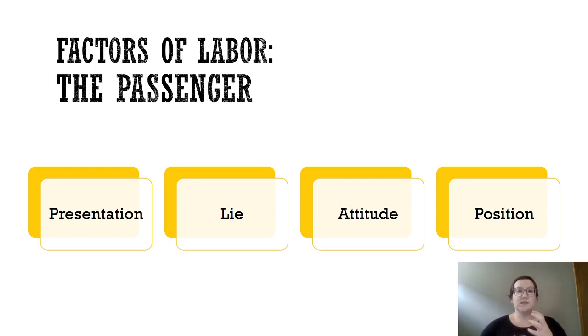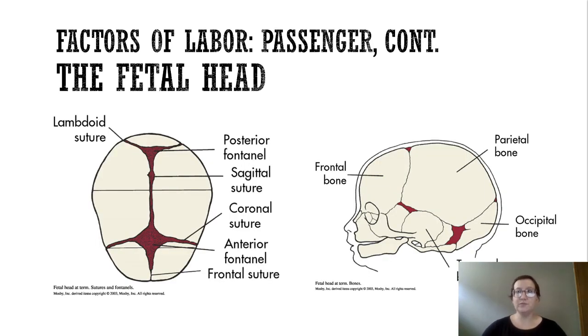So when we're talking about, first of all, the passenger, let's focus primarily on the fetus. We're going to look at the way that the passenger moves through the birth canal. There are a couple of different factors that are part of why or how that fetus does that. So we're going to talk about the presentation, the lie, the attitude, and the position in just a moment. But the first thing that we're going to talk about is the fetal head and how that impacts the laboring process. So the fetal head has a very significant impact, obviously, upon the laboring process.